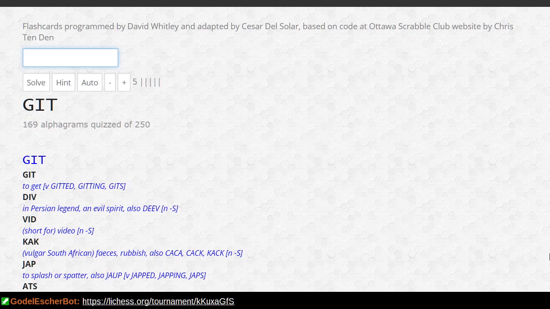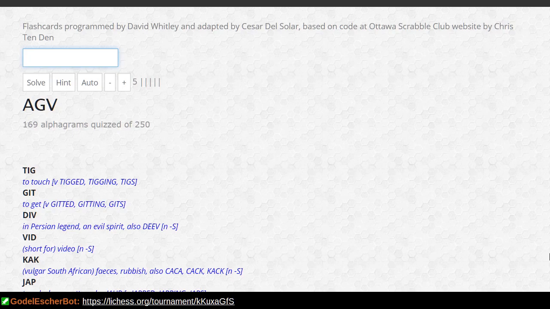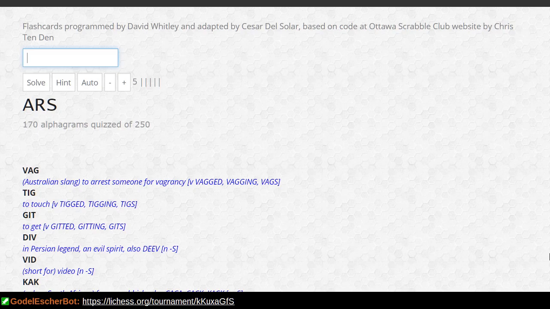Alright, git is an idiot. But also to get. What does tig mean? To touch. Alright. Vague is to arrest someone for vagrancy. Tsar refers to savior.